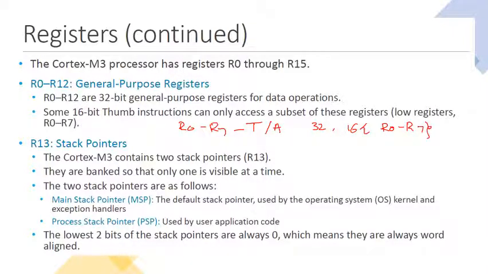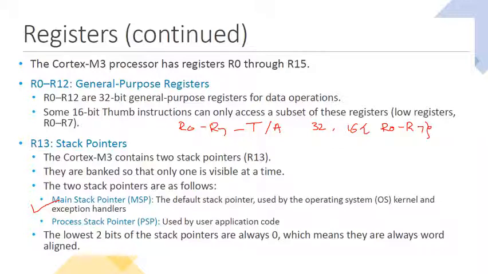Okay. Then R13 is the stack pointer. As I told, they are banked so that only one is visible at a time. So two stack pointers are there, main stack pointer and process stack pointer. Only one can be used, but the default one is the main stack pointer. If you want to use it for user, we have the process stack pointer. As I mentioned earlier, I am again mentioning that while discussing the push and pop operation and also the special registers, we shall see these things in detail.